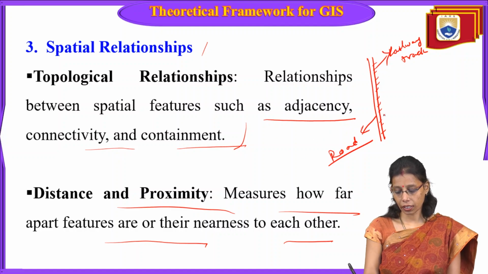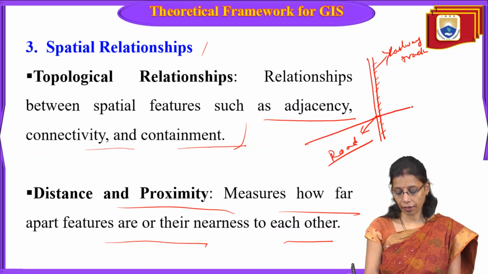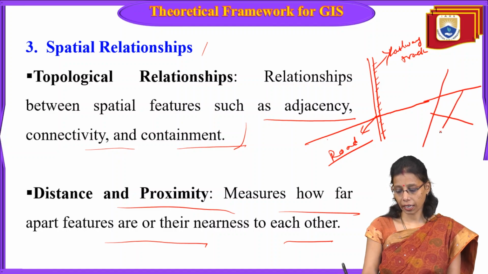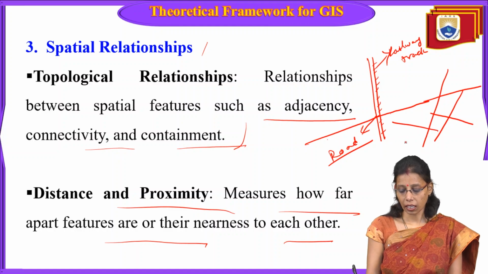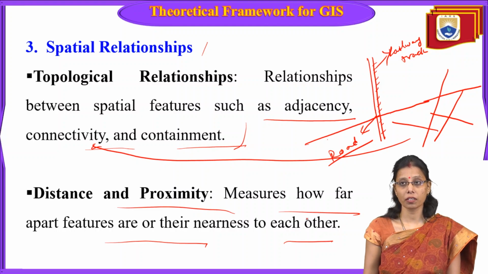Now connectivity, if you want to see what connectivity is. This is the road. One road is connected here, and this railway track is also crossing, connecting from one road to the other road. Now this road will extend, and there will be one more road like this. So connecting the roads to each other is called connectivity. Containment measures how far apart the features are, how near they are to each other. That all information we can check in the spatial relationship.